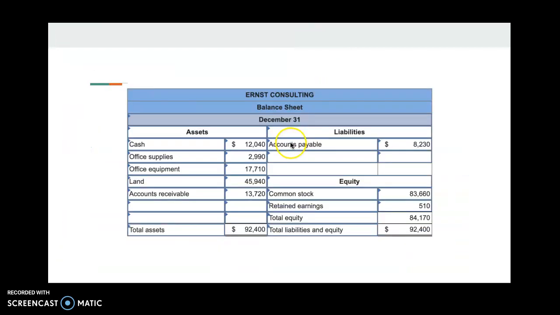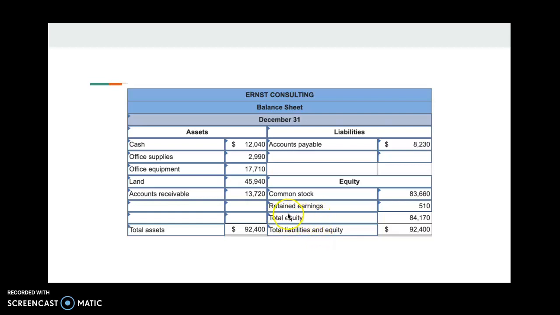When we start plugging in, we have cash being $12,040, and office supplies, office equipment, land, and accounts receivable all go in the assets. Under liabilities, you have accounts payable, meaning that this is what the company needs to pay to other companies. That is the $8,230. And then an equity of common stock, retained earnings, and total equity, which equals the total liabilities and equity.